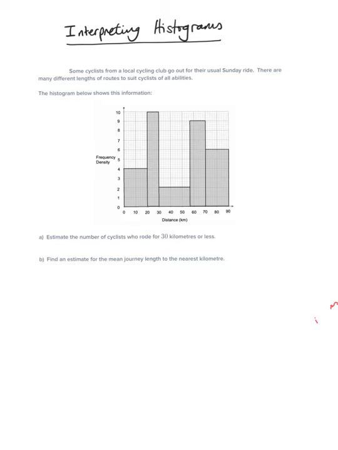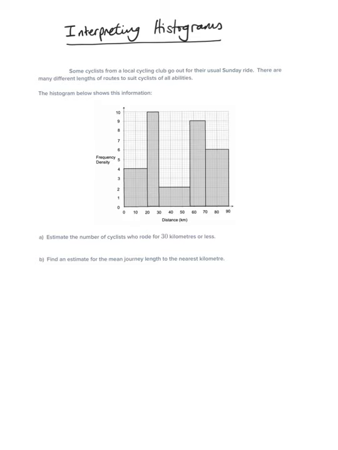So if we look at part A here, we need to estimate the number of cyclists who rode for 30 kilometres or less. And in this particular one, they've told me the frequency density. We'll look at an example in a minute where they haven't given me the frequency density. But because they have given me the frequency density, this is actually very straightforward to do.